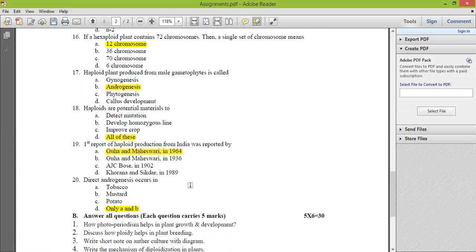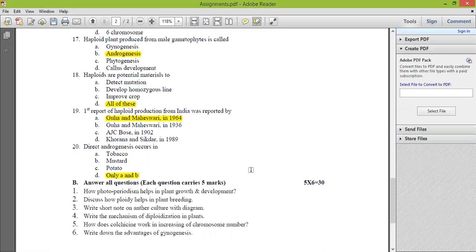Now come to the long answer type questions. Basically, the marks I gave here are much higher than the marks you have there, because this is the scoring part.